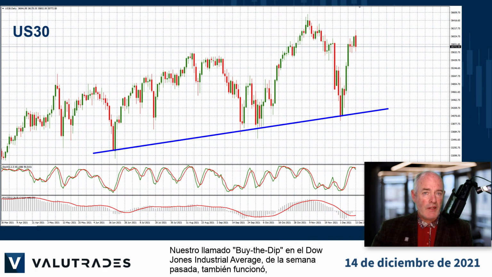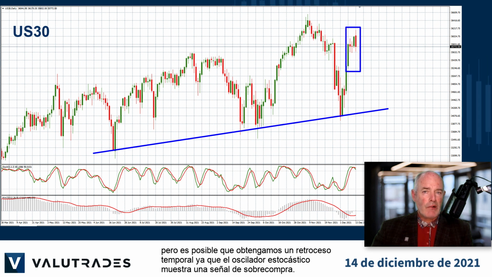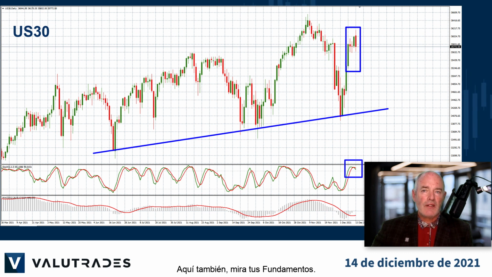Our buy the dip call on the Dow Jones Industrial Average from last week also worked out, but we may get a temporary pullback as the stochastic oscillator is displaying an overbought signal. Here as well, watch your fundamentals.